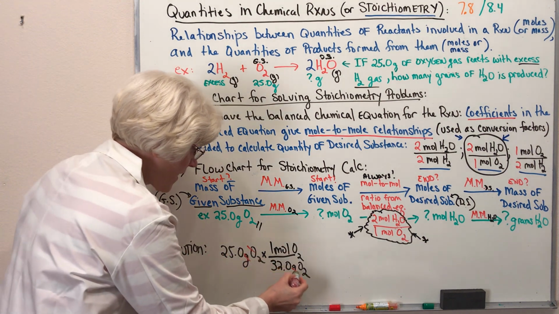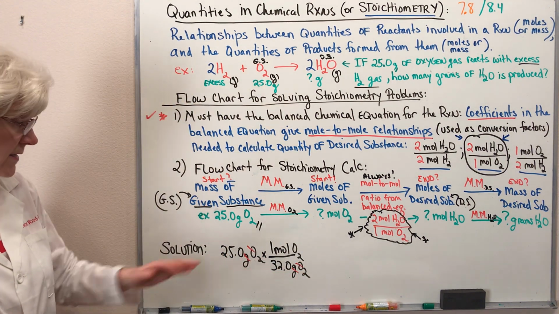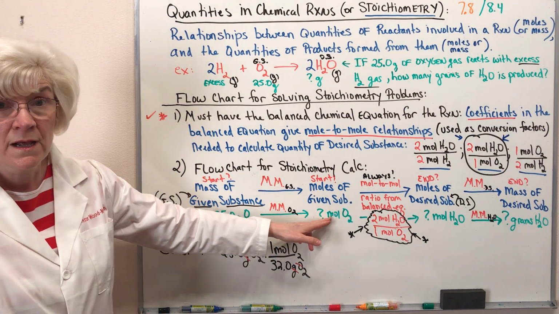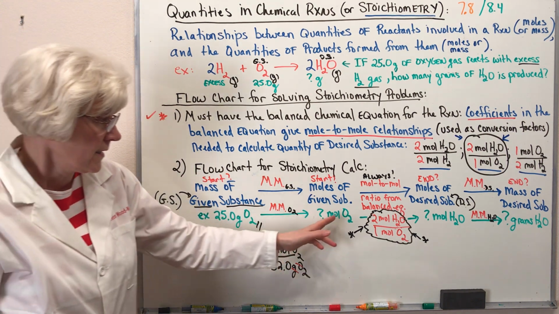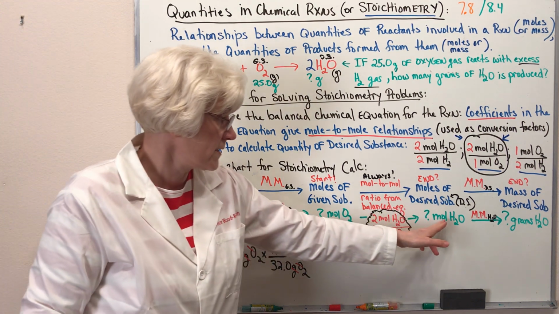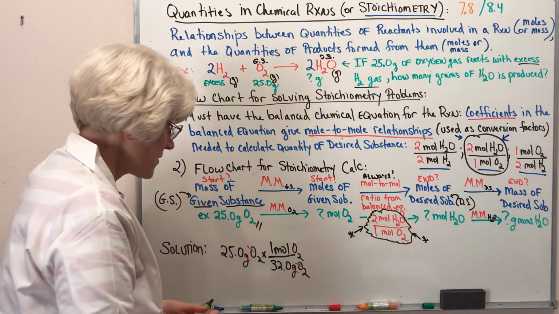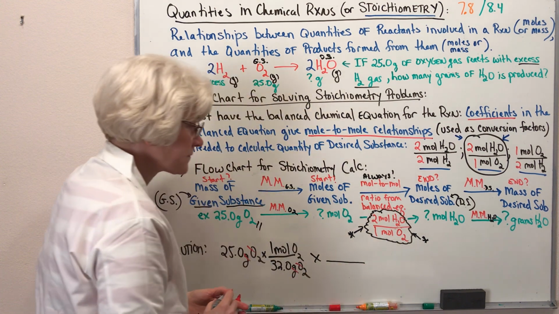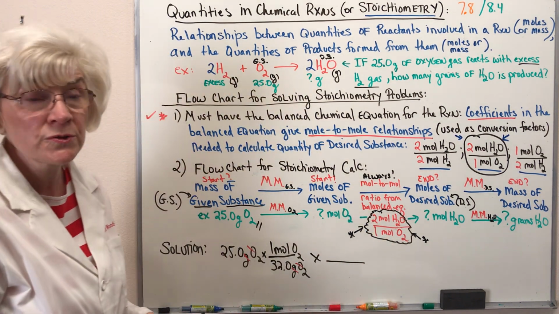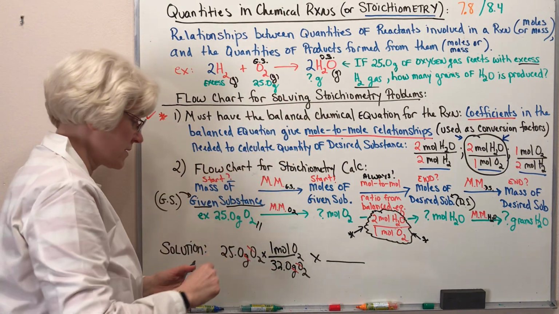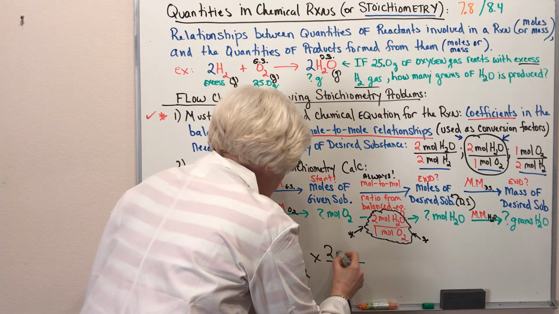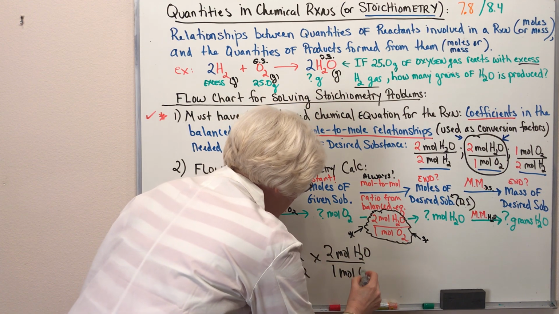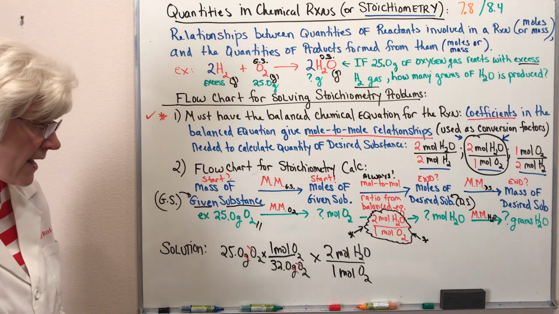And our grams of oxygen are canceling here in the setup, and if I stop my calculation right now, I just calculated moles of oxygen. But I don't want to know about oxygen, I want to know about water. So right here is the heart of the stoichiometry problem. This is where we need that mole-to-mole ratio coming from the balanced equation. There are 2 moles of water produced for every 1 mole of oxygen that reacts.